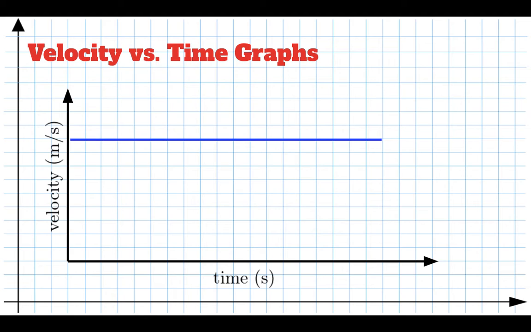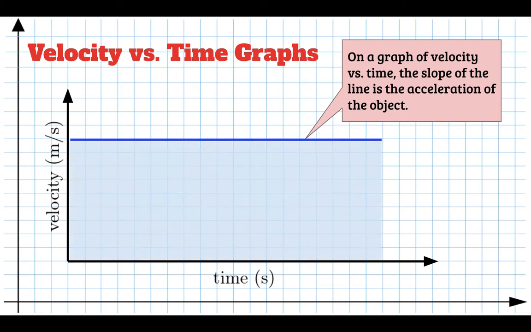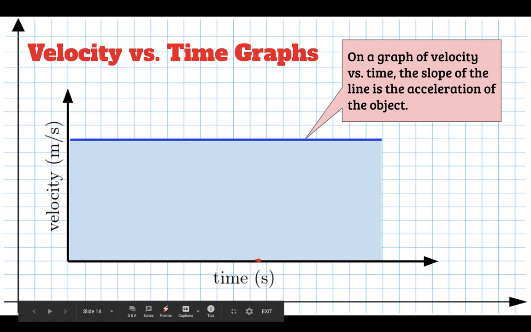So velocity versus time graphs are actually really useful. The slope of the graph tells us the acceleration. But there's something else useful about velocity versus time graphs, and this comes from calculus, so ask your calculus teachers about this. Not only does the slope tell you the acceleration, but the area under the graph actually tells you the displacement.